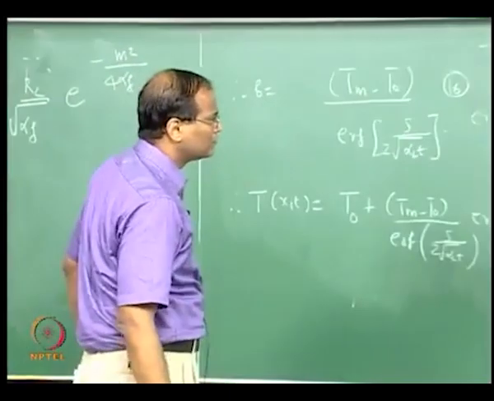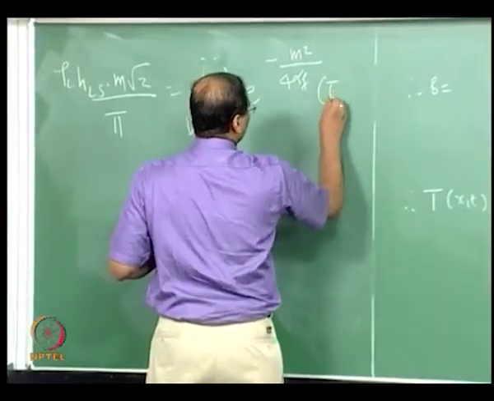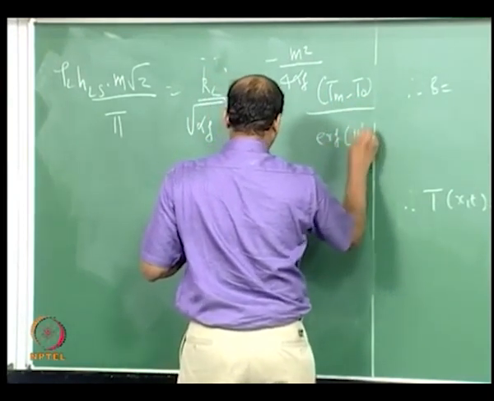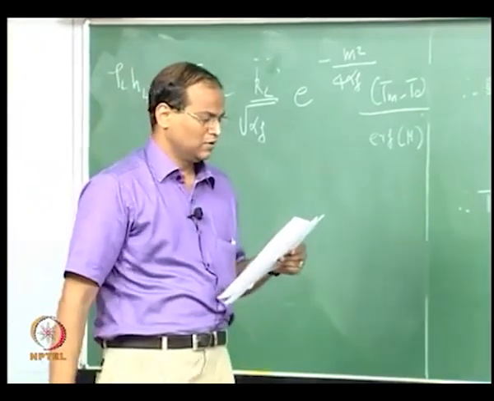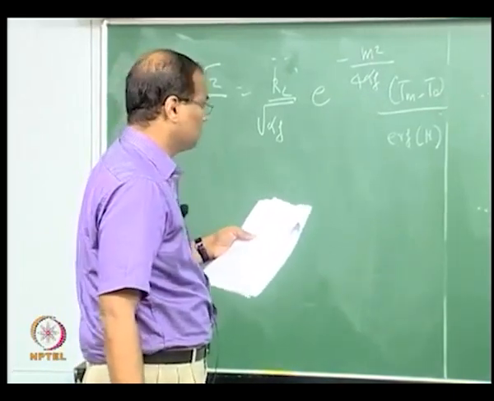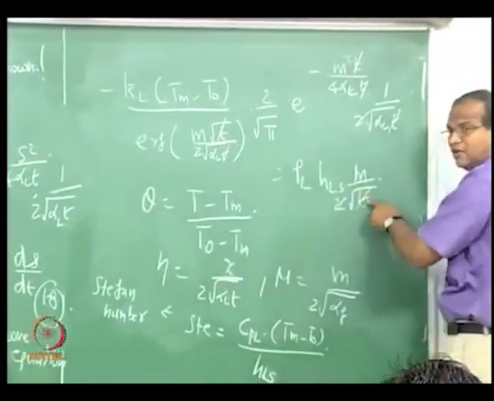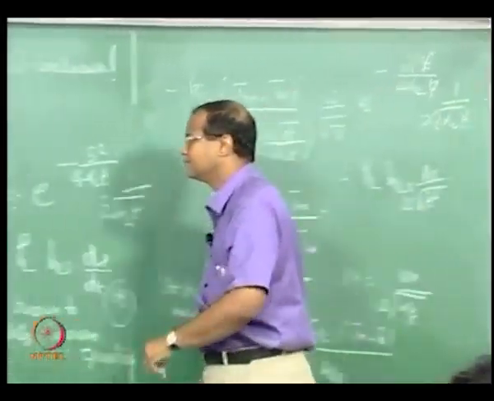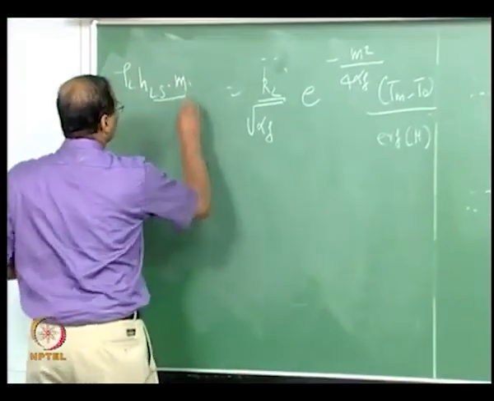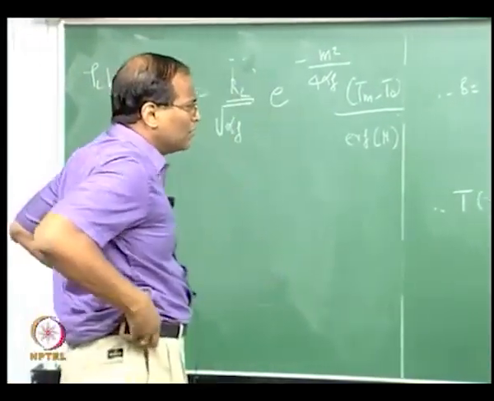4 alpha f, correct? 4 alpha f into... correct, because no, let's see, 2 by root pi, I am taking it to this side, so it will be root pi by 2, correct. What is that? Right side will be e to the power of minus m squared by 4, what is that?